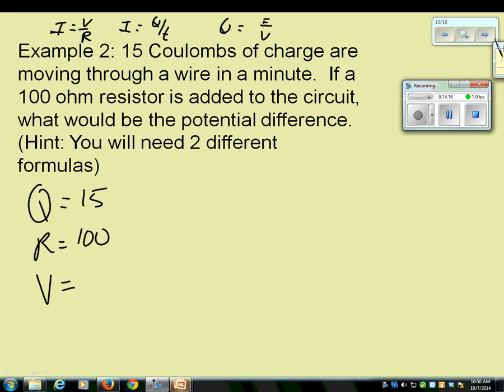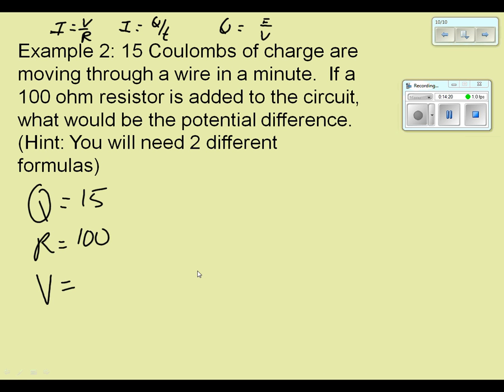Okay. I need a formula that has V in the end, and I've got to start with Q and R. Oh, hang on. 15 coulombs of charge. We need to figure out what E is. It's the wire per minute or whatever. Minute. Oh!